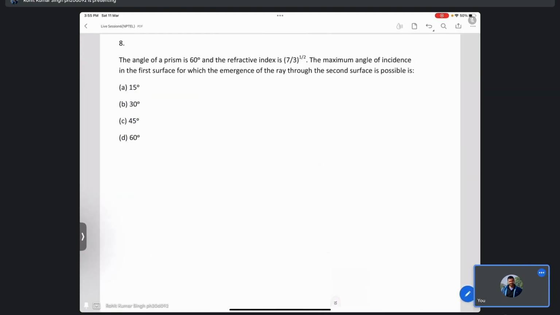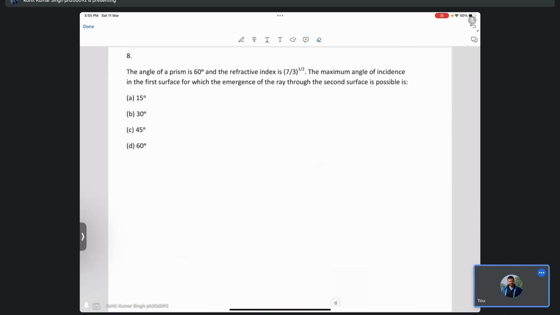Then next question. The angle of prism is 60 degree. So A equal to 60 degree, and refractive index is under root of 7 by 3. The maximum angle of incidence on the first surface for which the emergence of the ray through the second surface is possible is.